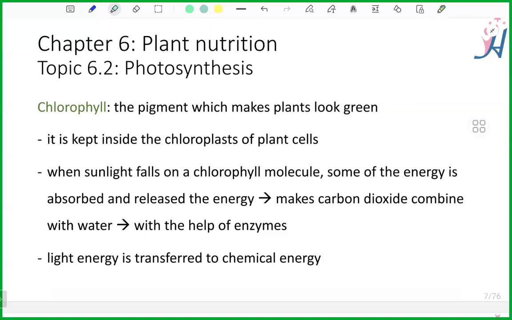So photosynthesis is a type of reaction that can convert light energy to chemical energy. This is the only type of chemical reaction which can convert light energy available naturally to chemical energy.